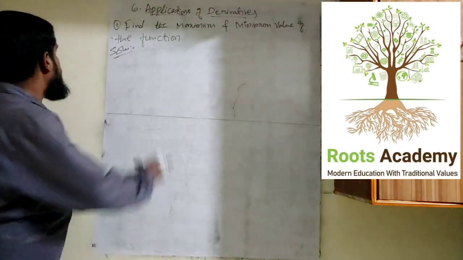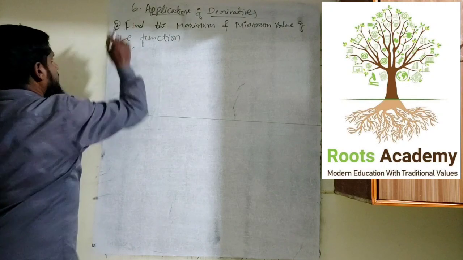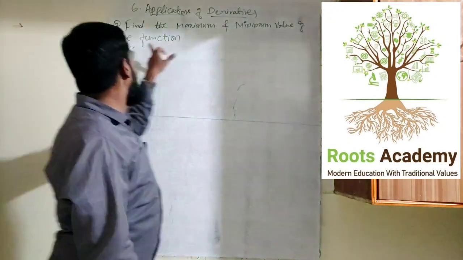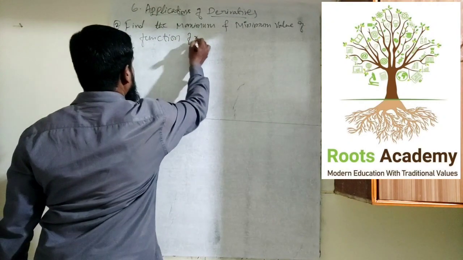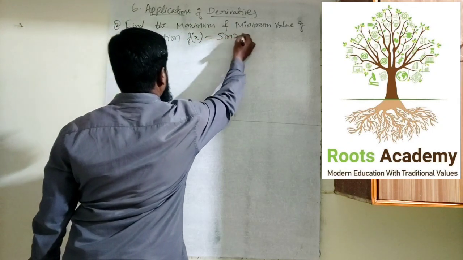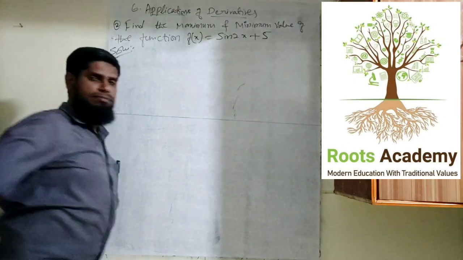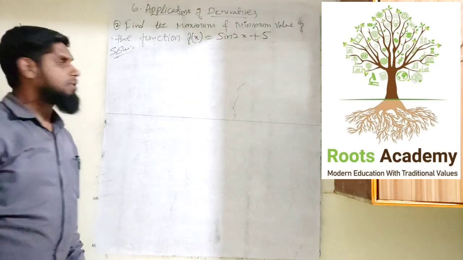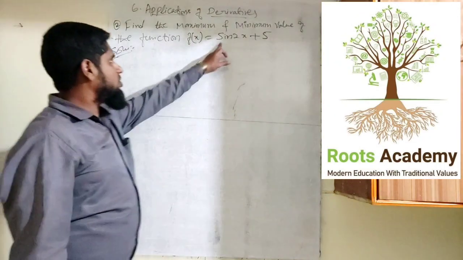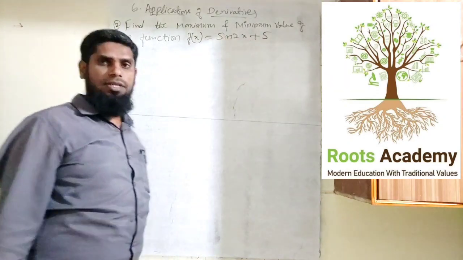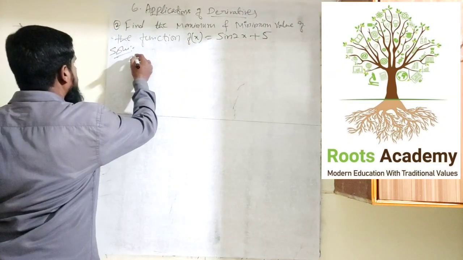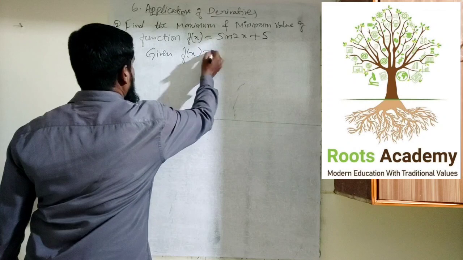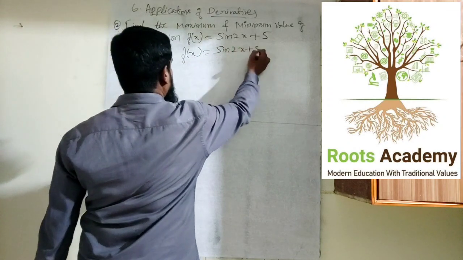Student, let us go to the next problem. The next problem is also related to just maximum and minimum. That is, find the maximum and minimum value of the function f of x is equal to sine 2x plus 5. It is a trigonometric function and constant 5 is added to this. Solution. Given f of x is equal to sine 2x plus 5.